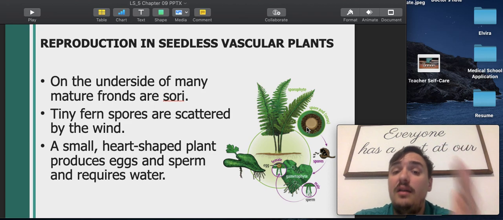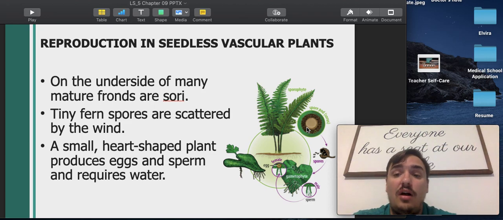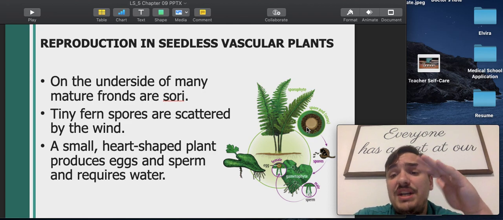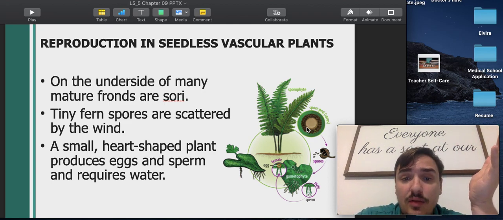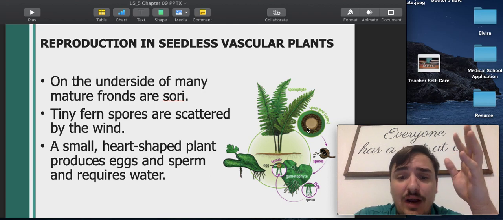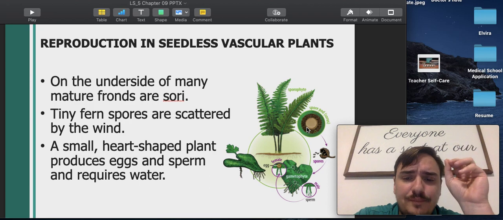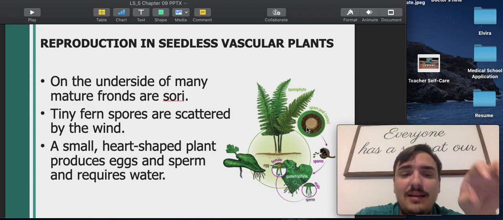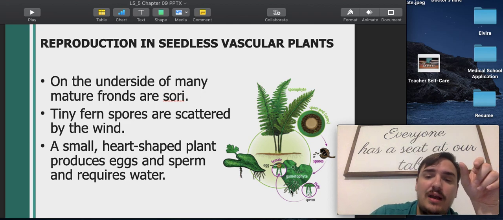So you have the leaf of the plant called the frond. Underneath that frond, you have the sori. Those sori eventually reach maturity and release their spores out into the environment, and they're carried down into the soil. As soon as the spores hit the soil, they create this heart-shaped structure right here.